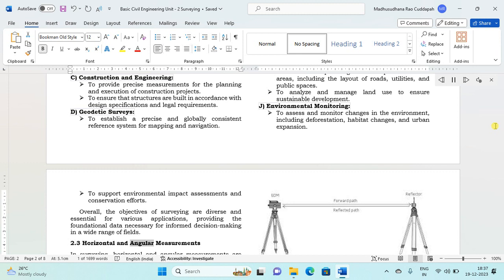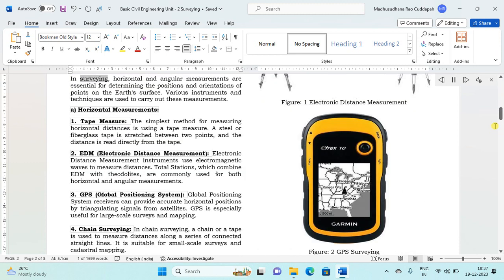2.3 Horizontal and angular measurements. In surveying, horizontal and angular measurements are essential for determining the positions and orientations of points on the Earth's surface. Various instruments and techniques are used to carry out these measurements. A. Horizontal measurements. 1. Tape measure. The simplest method for measuring horizontal distances is using a tape measure. A steel or fiberglass tape is stretched between two points, and the distance is read directly from the tape.